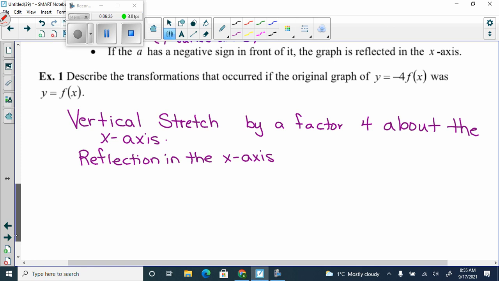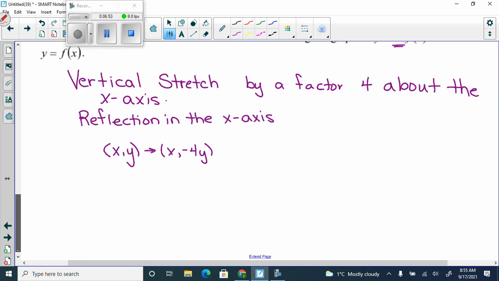Okay, what's my mapping? So whatever's in front here, we'll just multiply by your y's always, right? That's it for that one. Flip over.